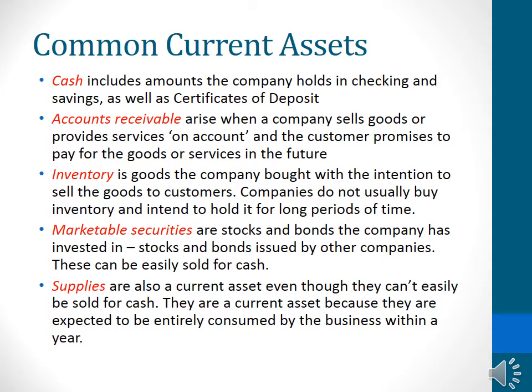These are some examples of common current assets. Cash is what we understand the best. It includes the company's checking account and savings account, just like you or I might have. And it also includes amounts in other forms like certificates of deposit. These are short-term interest earning accounts that you can put in a bank.